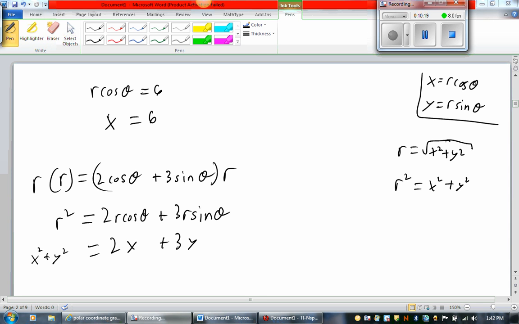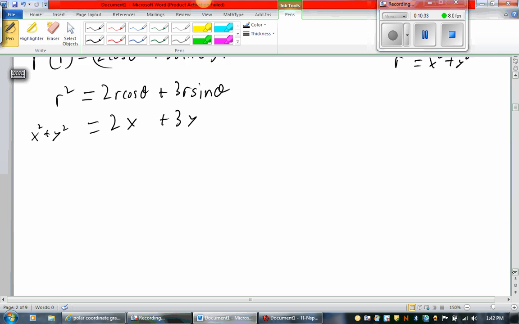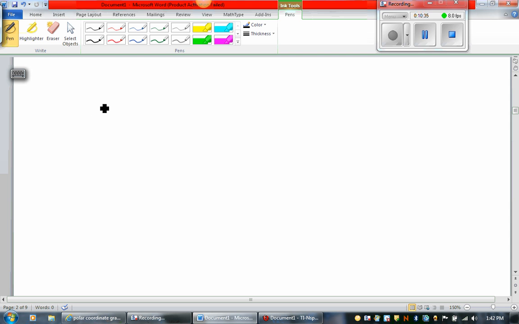Okay, so I've talked about converting from one to the other. I want to move on to graphing polar equations. And to graph polar equations, we're going to do most of it right in our calculator. So, let's say, for instance, we wanted to graph r equals 1 minus sine theta.